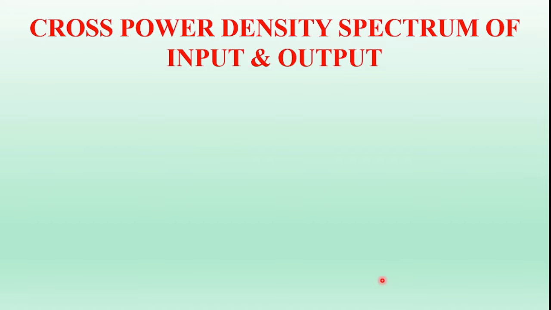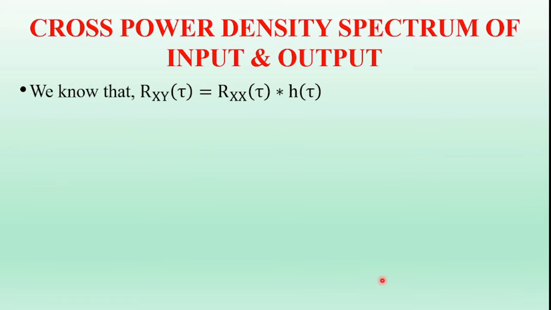And next, the spectral characteristics of the system response is the cross power density spectrum of the input and output. So we know that the cross correlation function of the input and output is Rxy of tau is equal to Rxx of tau convolution h of tau. So this is already explained in my previous video. So directly here I am taking the cross correlation function of the input and output, Rxy of tau, is equal to Rxx of tau convolution h of tau.